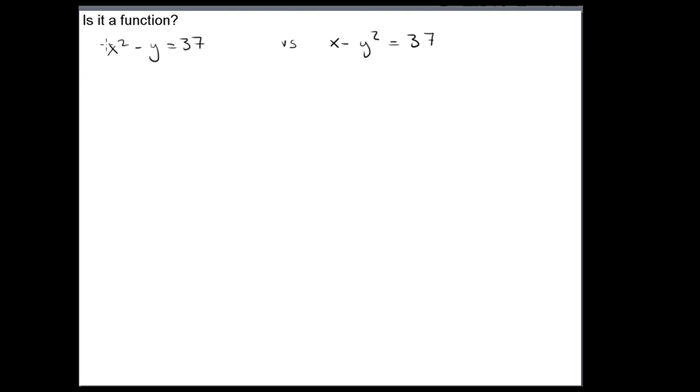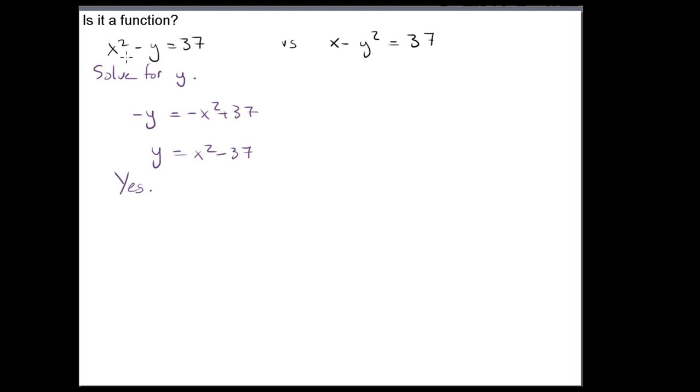So, when it comes to whether equations describe a function, we solve for y and take a look at what results. Minus y is equal to negative x squared plus 37. y is equal to x squared minus 37. Any value I put in here, I'm only going to get one y. And this was y to the first power, so yes, this is going to end up being a function.